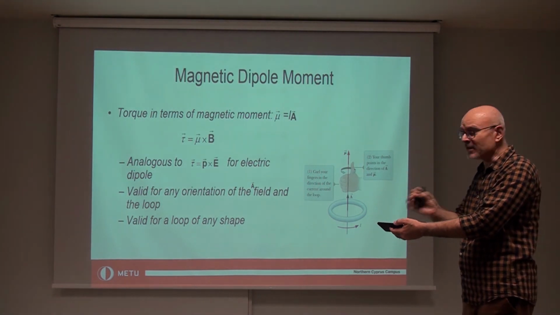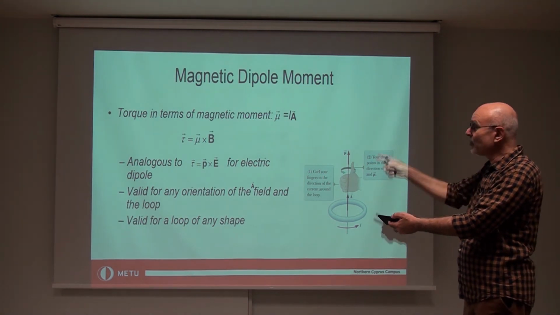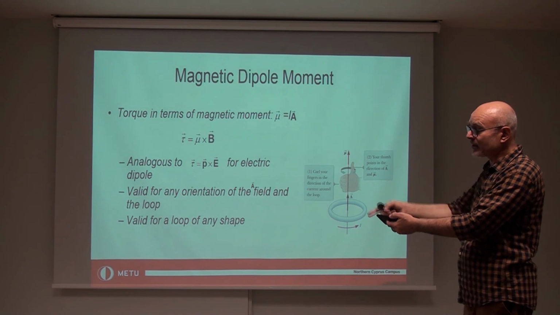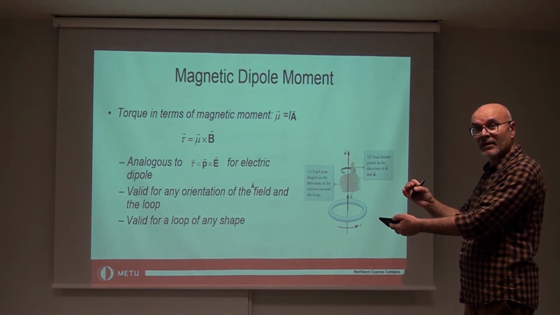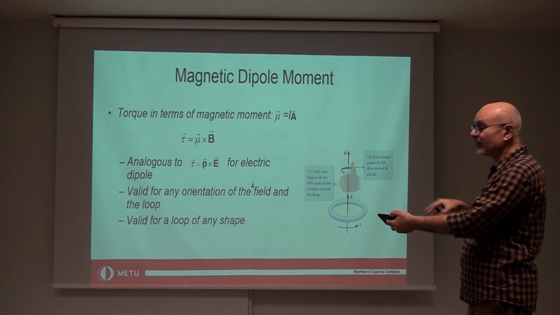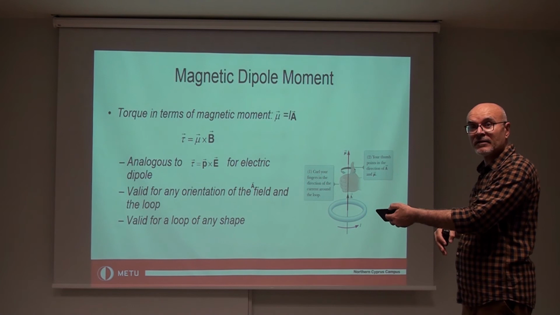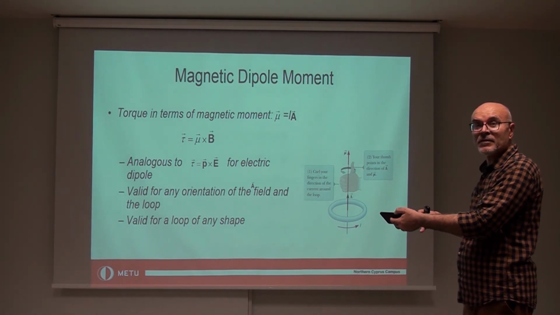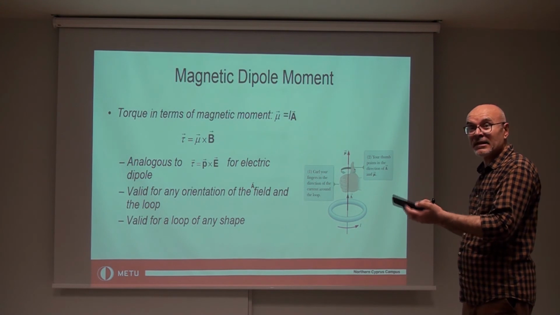To find this torque, you have to know only two vectors. The first is the magnetic dipole moment vector, mu, which is defined by the area vector multiplied by the current. And the other is the magnetic field that is penetrating this loop. If you find them, you can find the torque at any instant. This is a very simple and elegant expression.